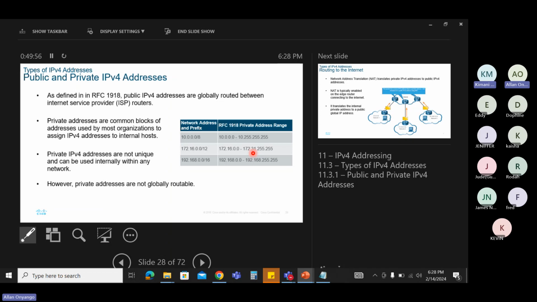Someone is asking a question, and then I'm going to give you a chance. If I configure the first IP address, which is 10.0.0, on this PC, and on the other PC I configure 172.16.0, can they ping each other? They cannot ping each other. These ones must be on the same network.